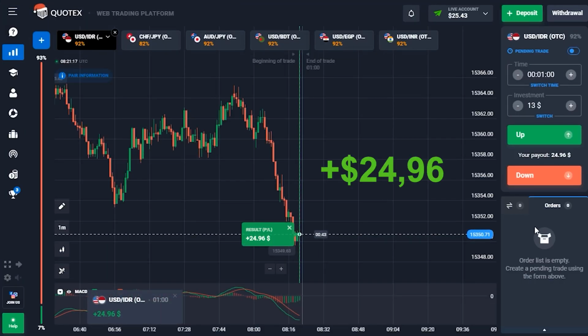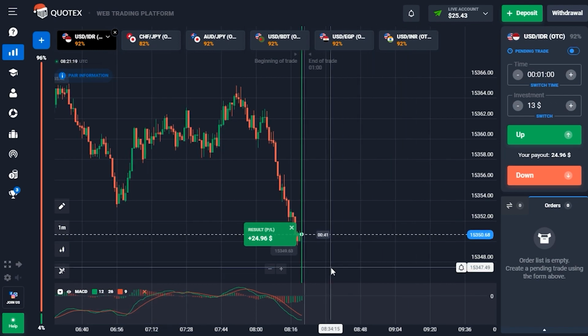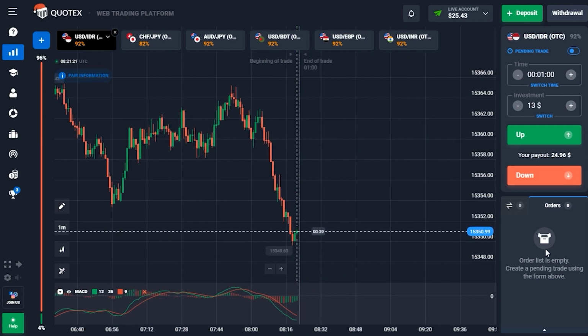Great! My first profit. As you can see, my decision to open the trade up was the right one. Let's move on to the next currency pair.